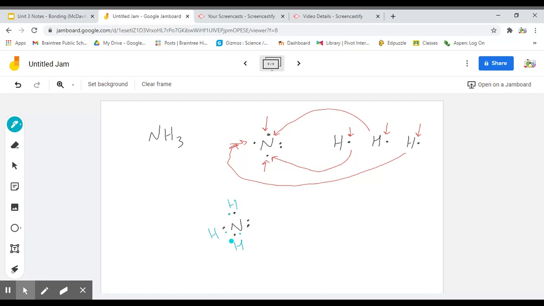Then you want to look and ask, is each hydrogen happy? Yes, because they each have 2 electrons. And our nitrogen is happy because it's sharing these 6 electrons, and it also has these 2 right here that aren't being shared. A pair of electrons that is not shared is known as a lone pair. So this pair of electrons that is not bonded to anything else is what's known as a lone pair.